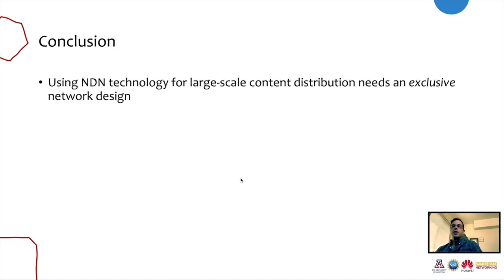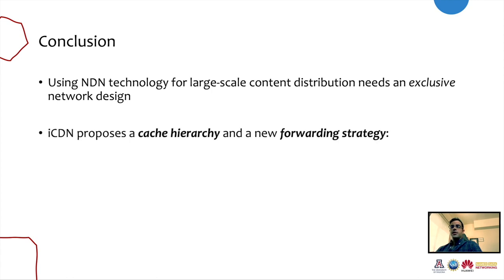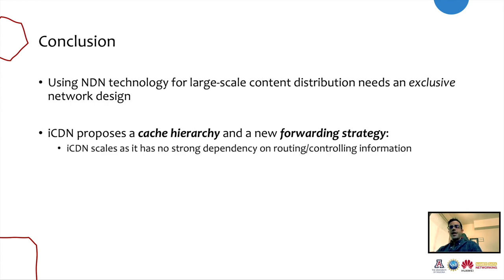So to conclude, iCDN is an exclusive network design for large-scale content distribution using NDN technology. It builds a cache hierarchy among the network nodes and proposes a new forwarding strategy to efficiently forward packets in this hierarchy without relying on any centralized controlling module or routing protocol.